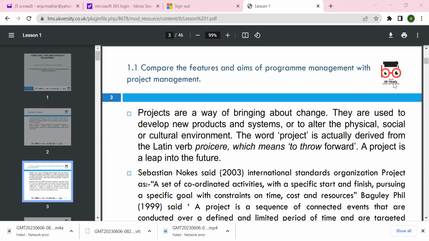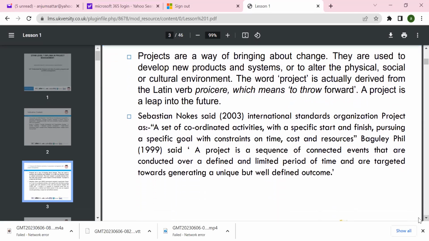According to various authors, the International Standard Organization defines a project as coordinated activities which have start and finish dates and the resources required. A project is a sequence of connected events. If you want to build a house, of course it is a project, but it's connected events. You need architecture, you need the location, you need survey, you need material, you need base, you need roof, you need finishing, so that can be a good outcome.